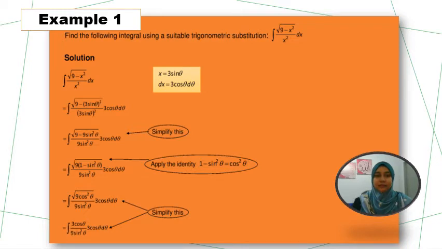Okay, let's look at example 1. Find the following integral using a suitable trigonometric substitution: the integral of the square root of 9 minus x square over x square dx. If we look at this form of integrand in the numerator, it is in the form of a square minus x square. So we use the substitution x equal to a sine theta.